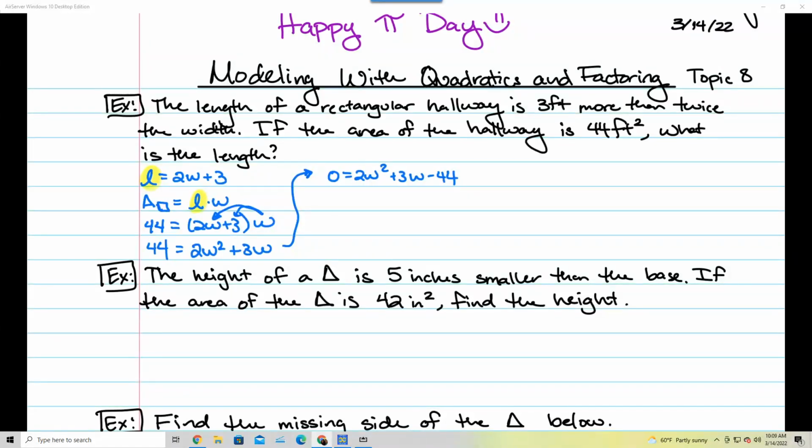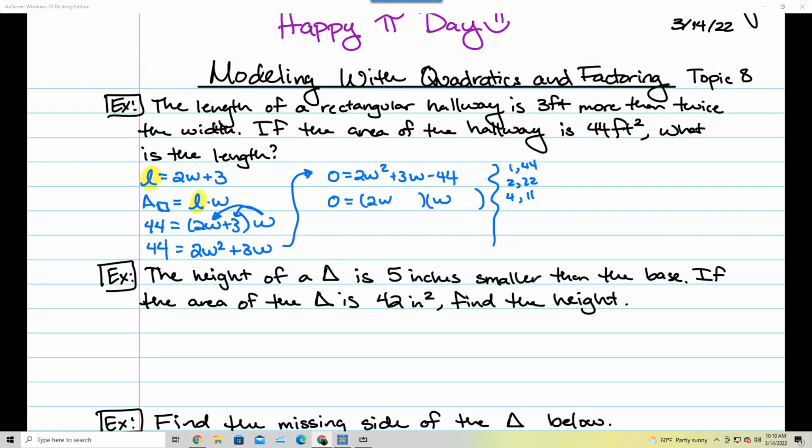So I'm going to write, if I look for a GCF, it looks like there is not a GCF, so I'm going to write 0 equals 2W with a W. I'm trying to multiply to the number 44 and add up to 3. So let's see, this is going to be 1 and 44, 2 and 22. There is no 3. There is a 4. It's going to be 4 and 11.